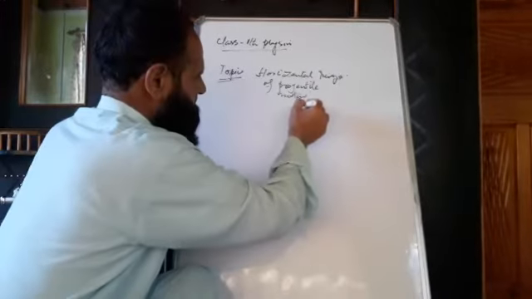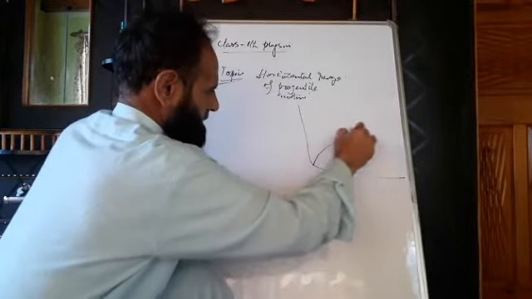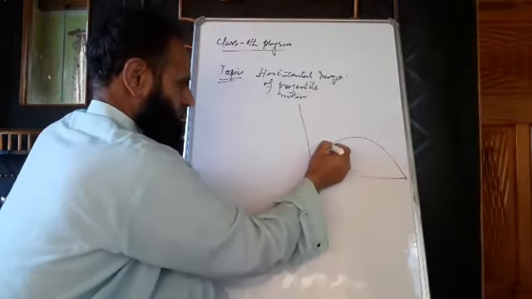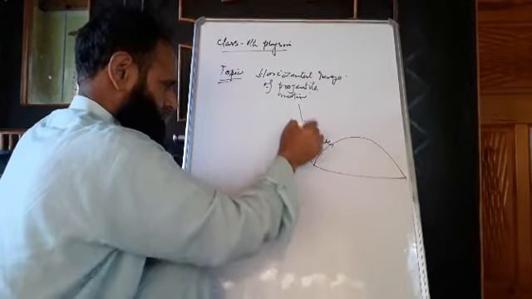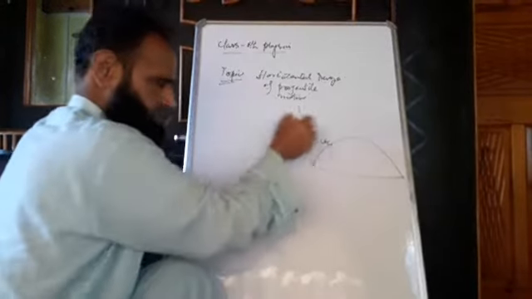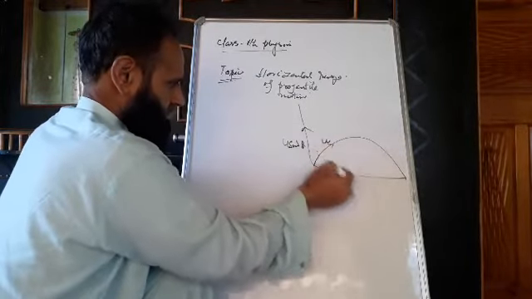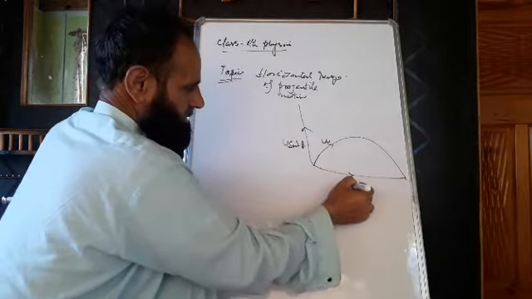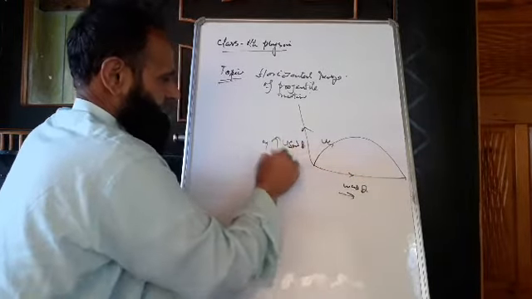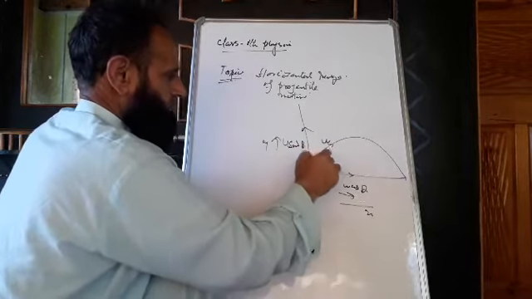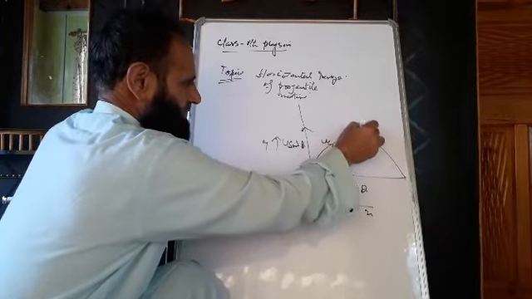We know that our projectile is moving with the velocity u. We have already resolved this u into two components, u sine theta along the y-axis and u cos theta along the x-axis. We have taken some point P here with x, y coordinates.